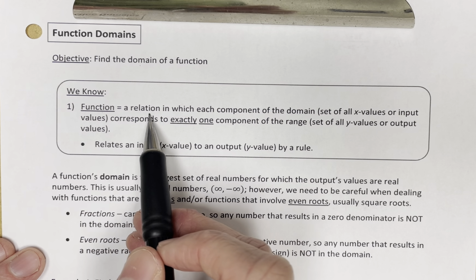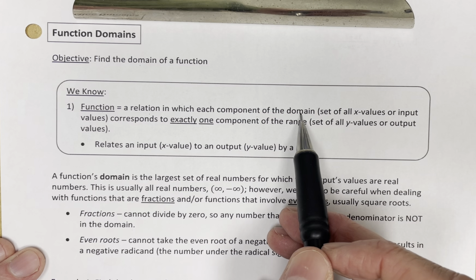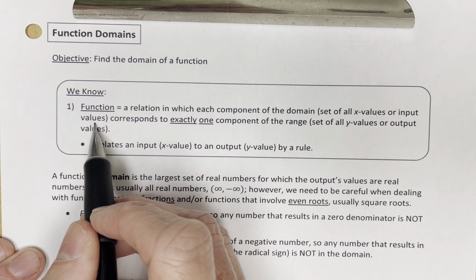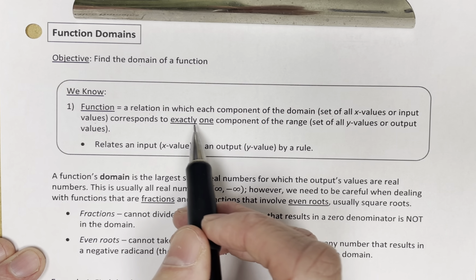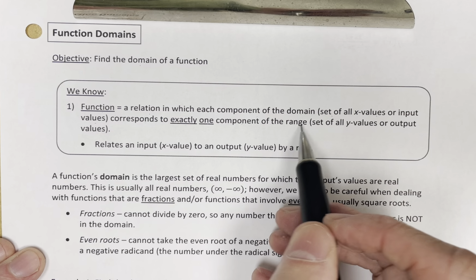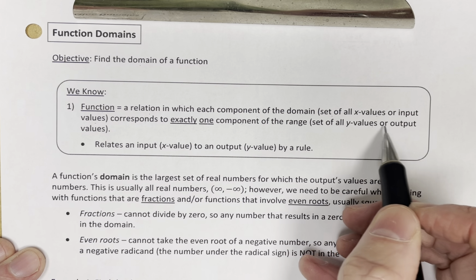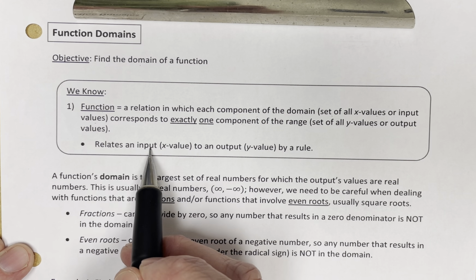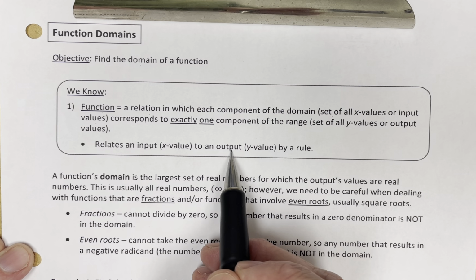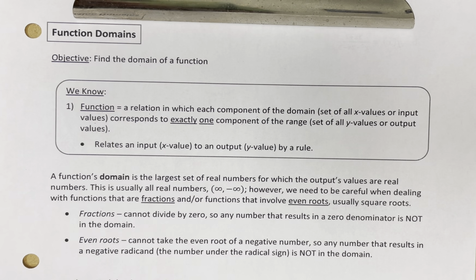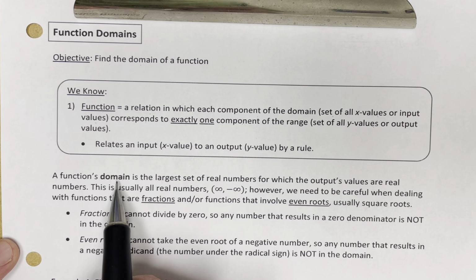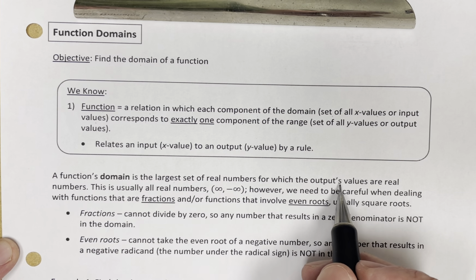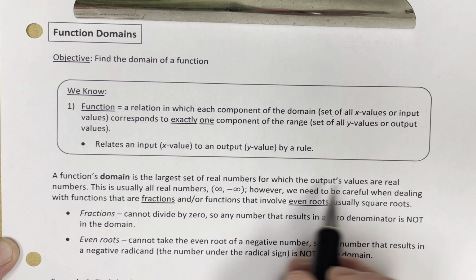Well, we know what a function is. A function is a relation in which each component of the domain, which is the set of all x values or input values, corresponds to exactly one component of the range, which is the set of all y values or output values. Basically, it relates an input, an x value, to an output, a y value, by a rule. A function's domain is the largest set of real numbers for which the output values are real numbers as well.